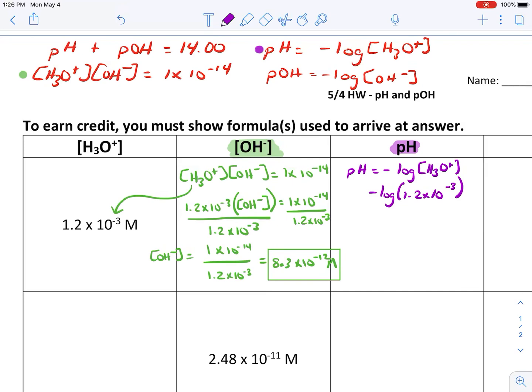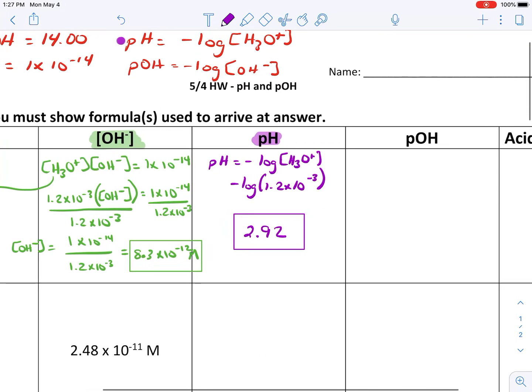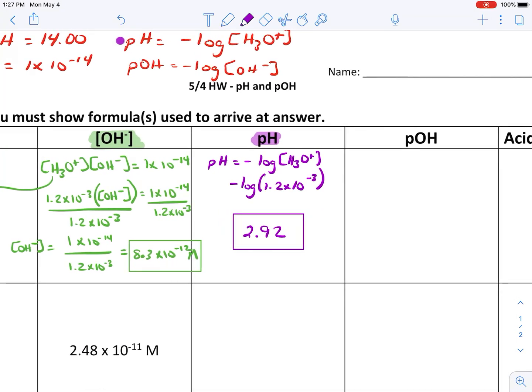Remember, we're going to keep 2 decimals, or 2 places after the decimal. To type it in our calculator, we type negative log and then 1.2. Remember to get to that E button, and then negative 3 and hit equals. Our answer is going to be 2.92. Awesome.